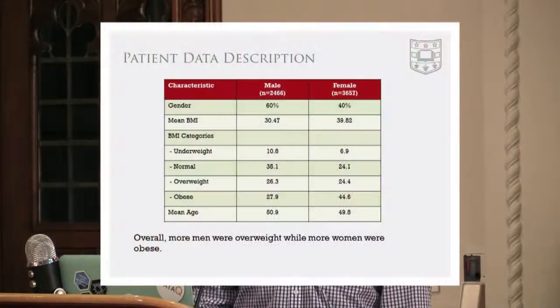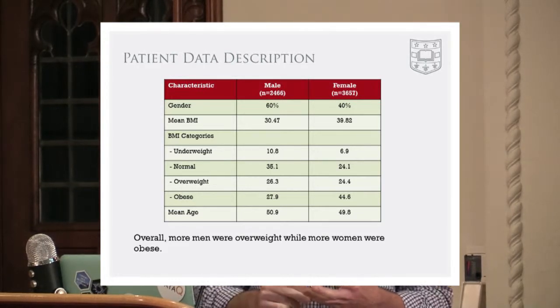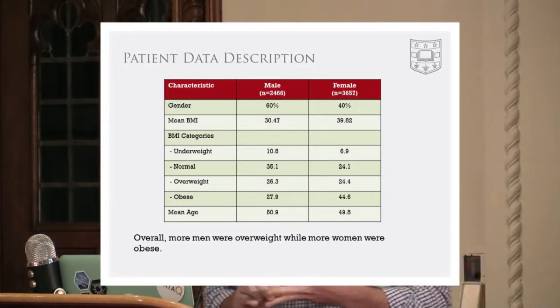This is just a quick description of the patient data alone. When we classified BMI into the four CDC categories of underweight, normal, overweight, and obese, we found that men were more likely to be overweight, women were more likely to be obese, and actually that pattern held up in the DMV data as well.